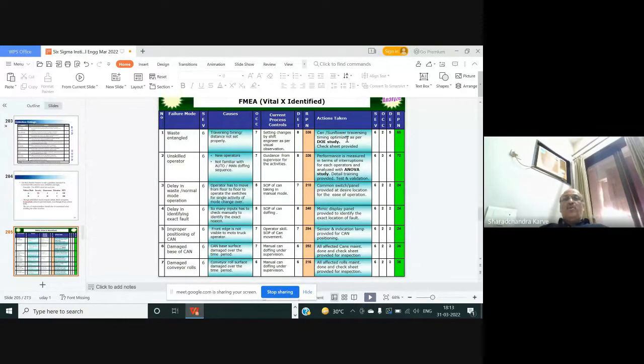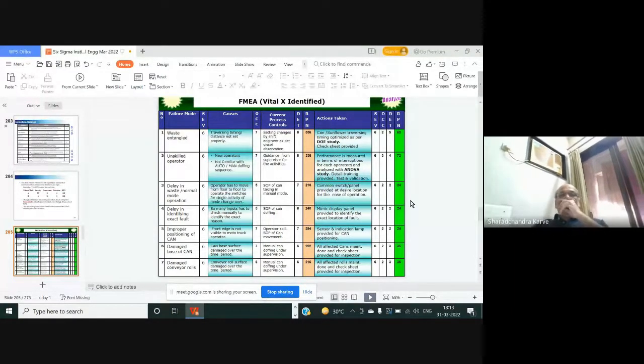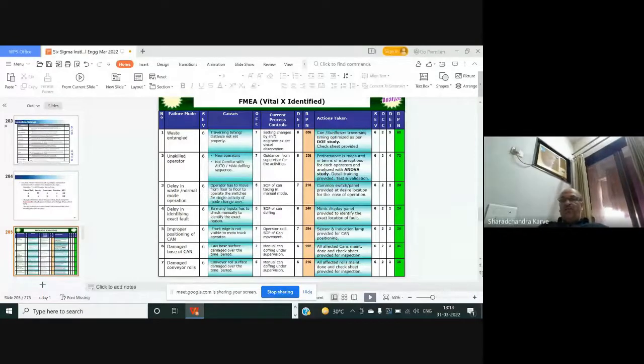So this is how, after the action, again, the severity, occurrence, and detectability are measured, and you can see the RPN number for a particular project is reduced from 336 to 60, or 336 to 72, 210 to 24, like that. So this is how it is being done in a project.